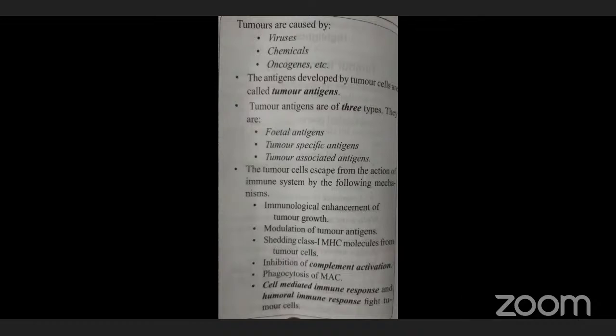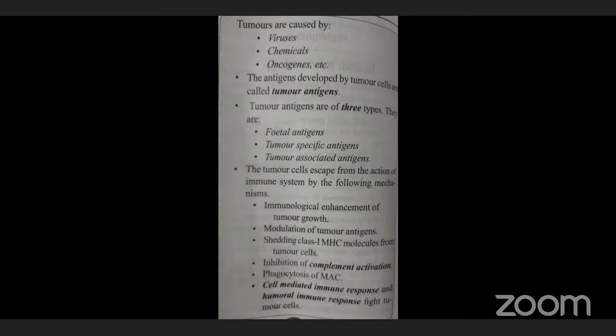Spontaneous means natural. So certain normal cells are spontaneously transformed into tumor cells. During the transformation, they undergo dedifferentiation and assume the embryonic state. Then some viruses cause tumors. Certain viruses transform normal cells into cancerous cells. Those viruses are called oncogenic viruses.